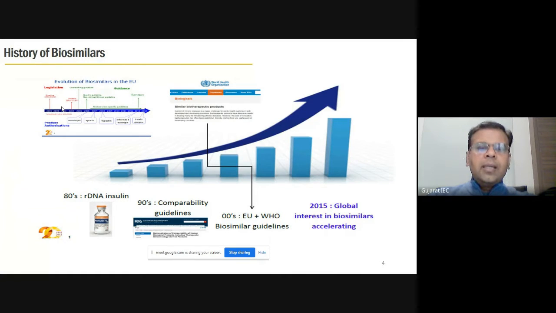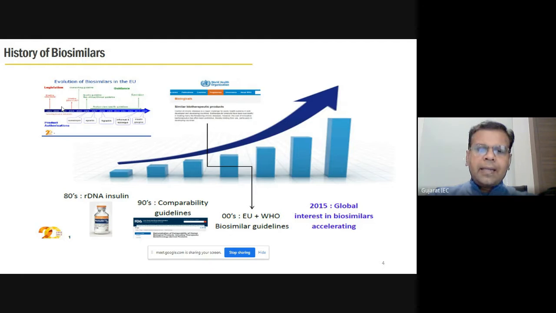And gradually things progressed in the next decade, the 90s, where there were some comparability guidelines, because insulin was not a small molecule like any other drug. It was basically a protein. And then there was a gradual development of comparability guidelines.